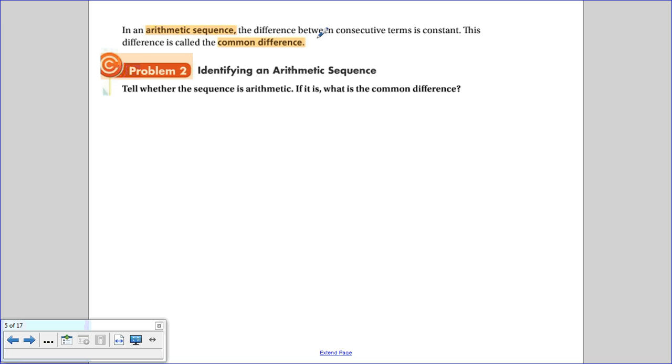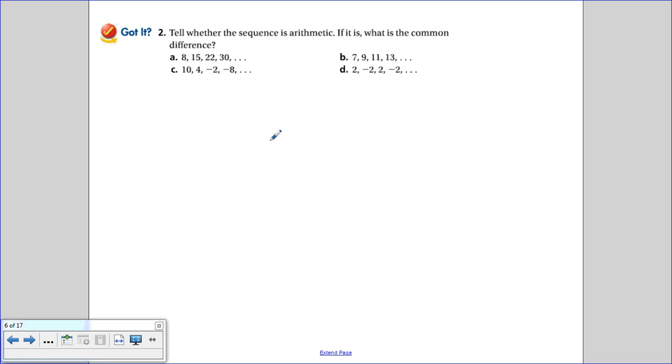So an arithmetic sequence is when the difference between the consecutive terms is constant. Okay? This difference is called the common difference. So make sure that you write that down. So we're wondering, is the sequence arithmetic? So is the difference between these always the same? So between 8, 15, 22, and 30. Difference between 8 and 15, plus 7. 15 and 22, plus 7. 22 and 30, plus 8. So is this an arithmetic sequence? Your answer is no.